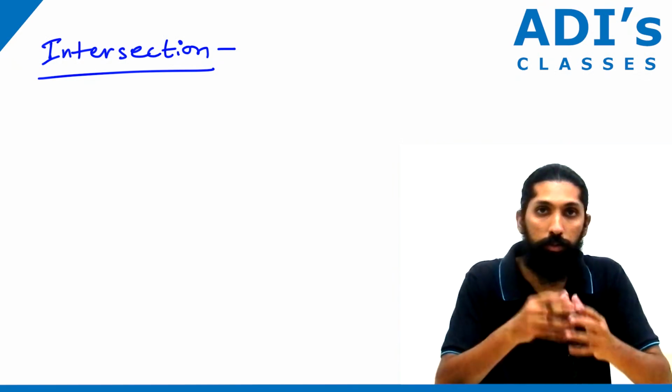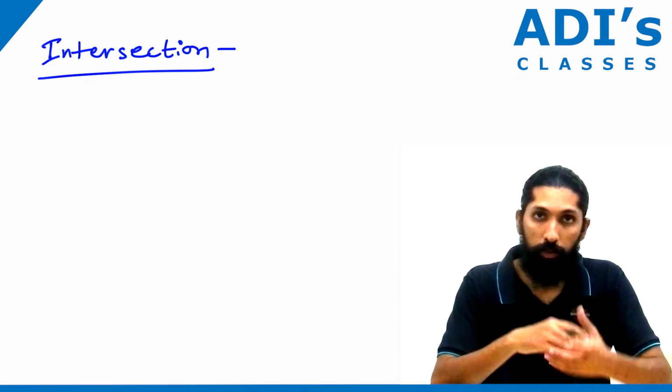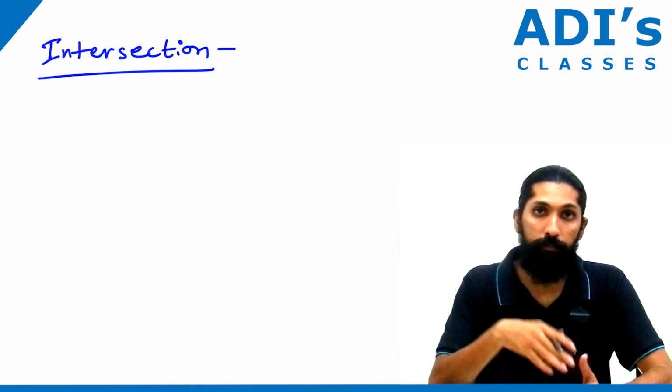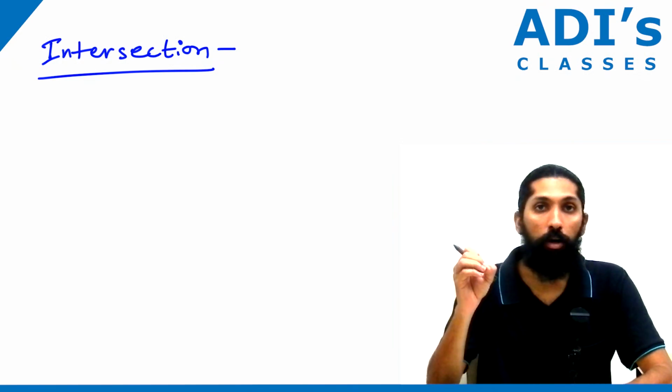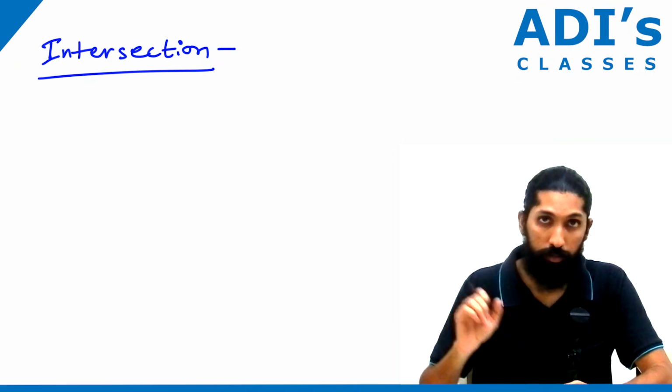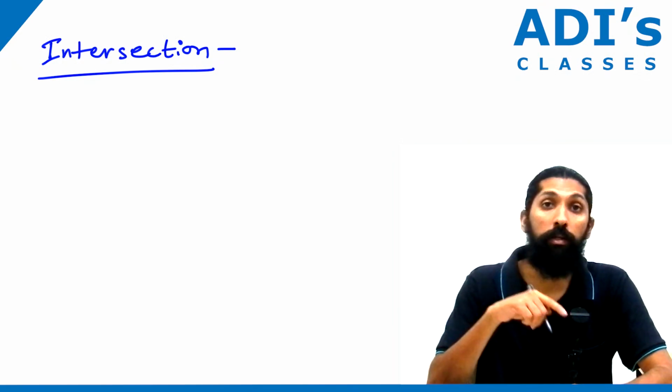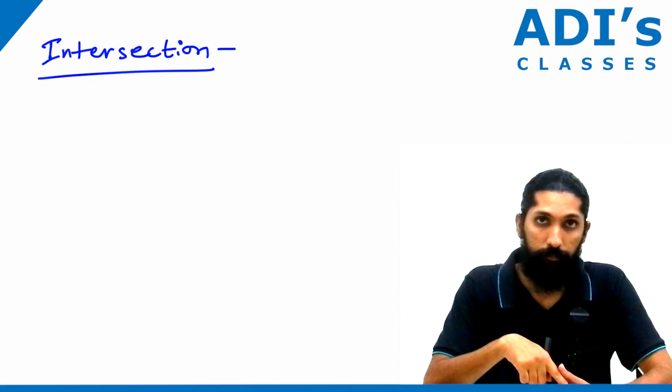Okay, now union was what? We combine the elements of two sets together, correct? And then we write everything together. That is basically union. Now, whenever we talk about intersection of two sets, intersection in the sense it's the common terms between the two sets.